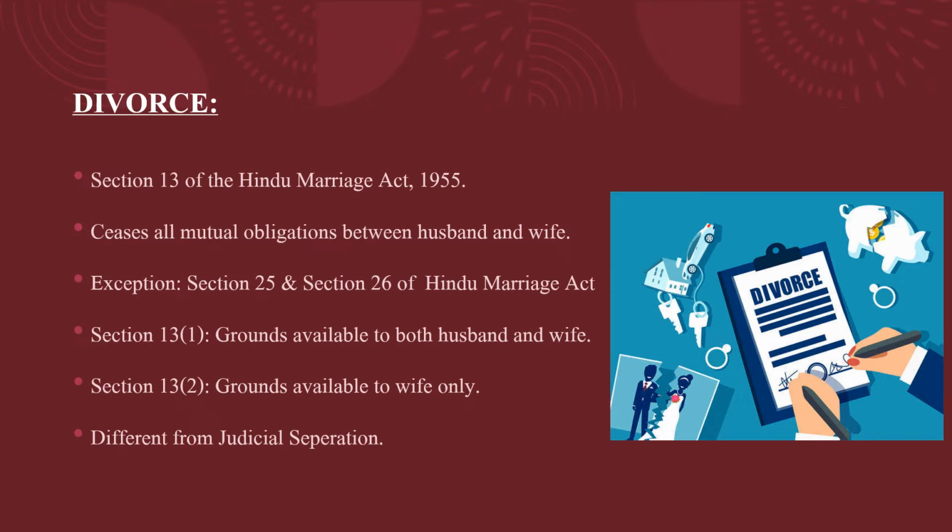However, we need to understand here that the concept of divorce itself is different from the concept of judicial separation. The basic difference is that judicial separation merely suspends the marital rights and obligations during the subsistence of the decree, but in case of divorce, all the mutual obligations and rights of the husband and wife cease, except for the ones concerning Section 25, which deals with maintenance and alimony, and Section 26, which deals with custody, maintenance, and education of children.